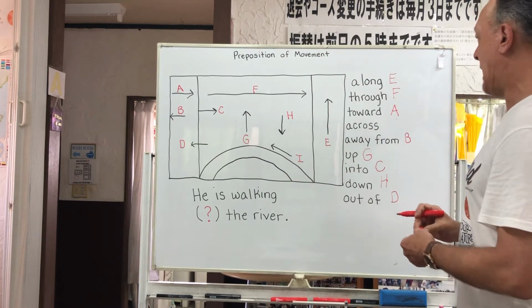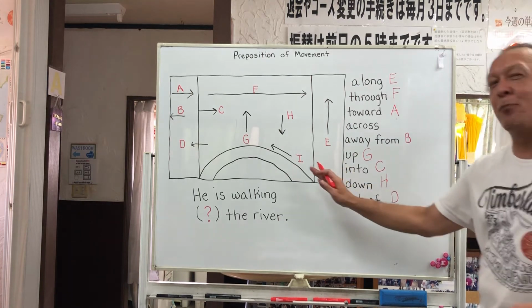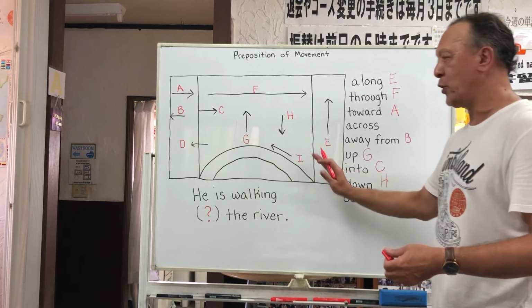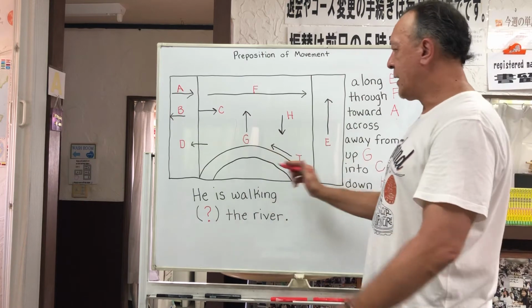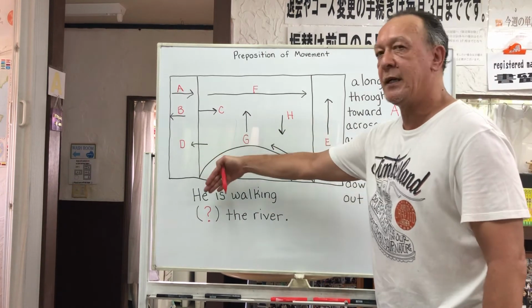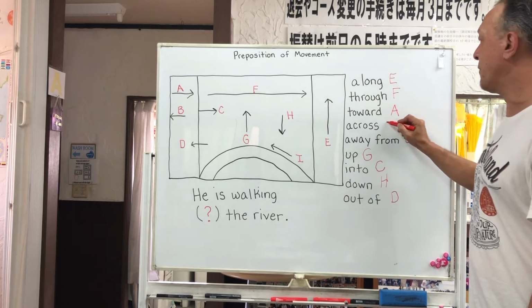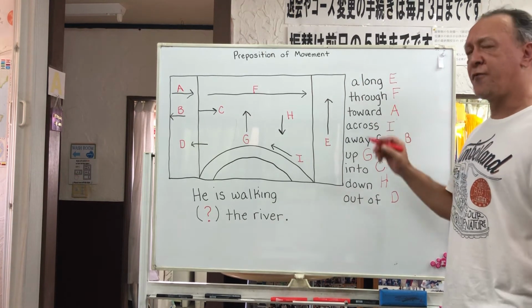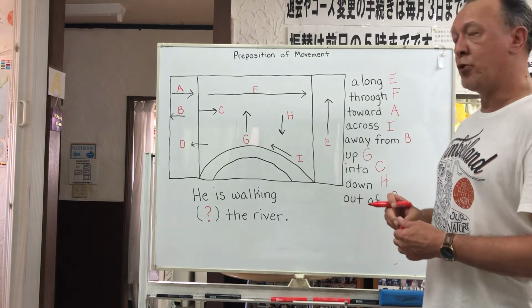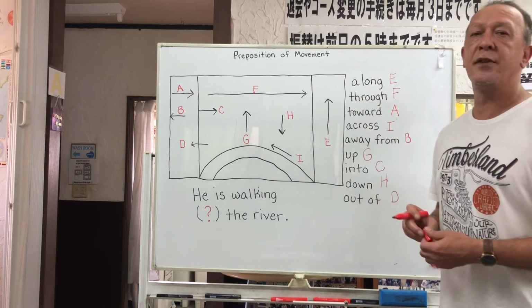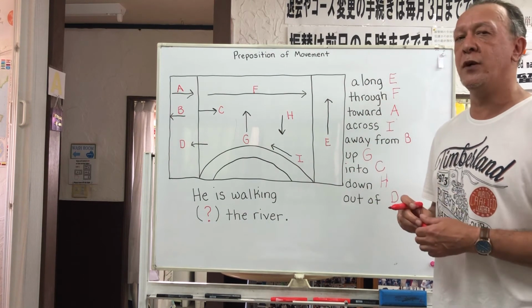And our last one, as this is a bridge crossing the river from right to left, we see the movement going across the river. A second word for across: over the bridge. But over the river, across the river.